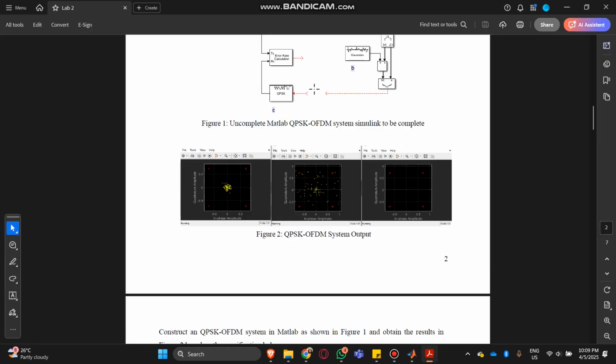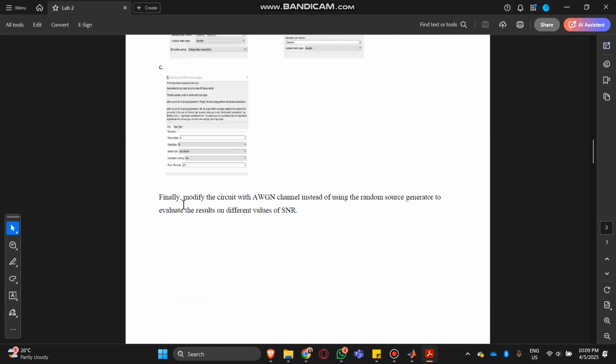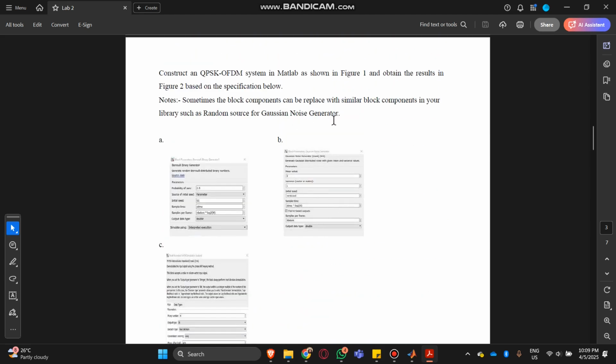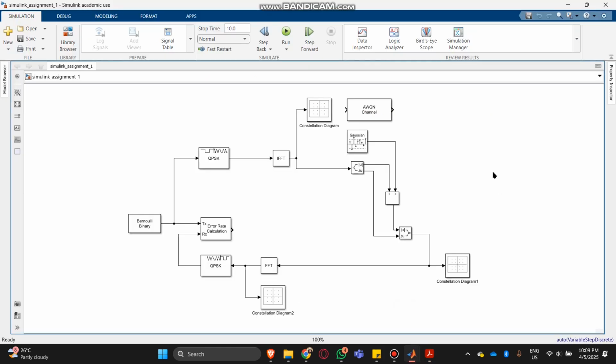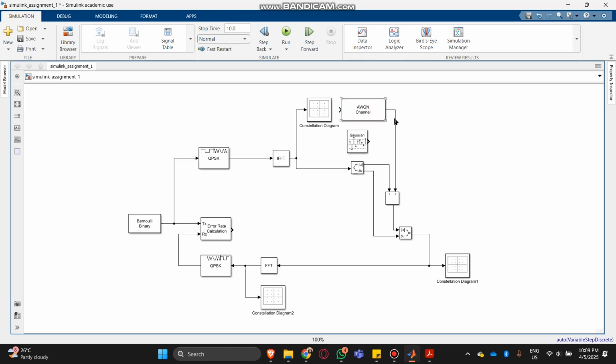Okay, next we go to question 2. Construct a QPSK OFDM system in MATLAB as shown in figure 1 and obtain the result in figure 2 based on the specification below. Notes: sometimes the block component can be replaced with a similar block component in your library, such as random source for Gaussian noise generator. Alright. In this circuit, I just need to delete the line from the Gaussian random source and then change it with the AWGN channel.